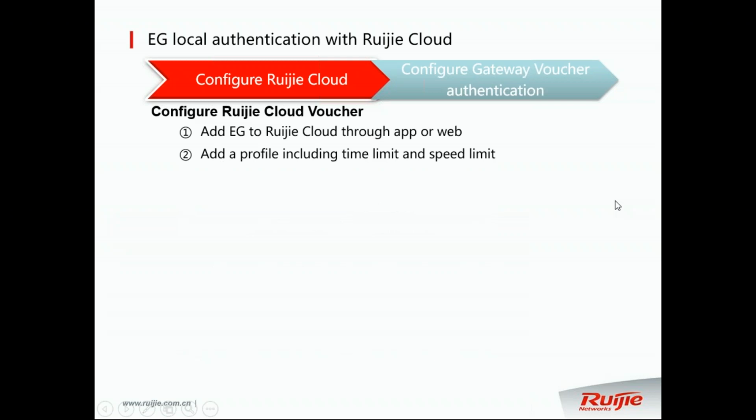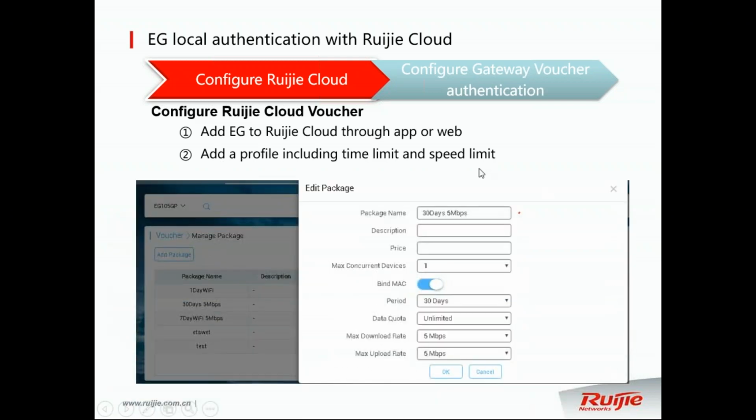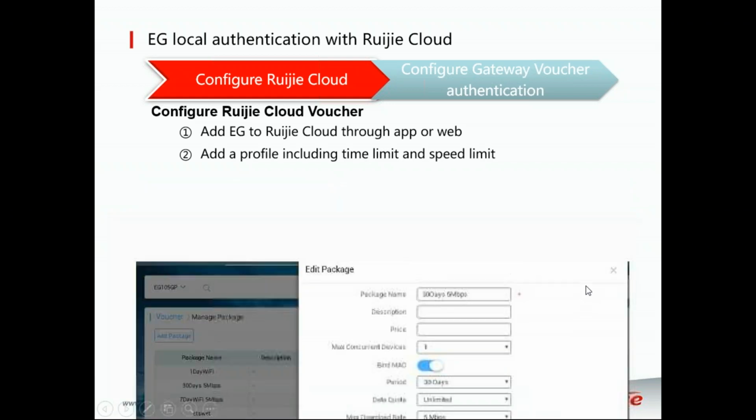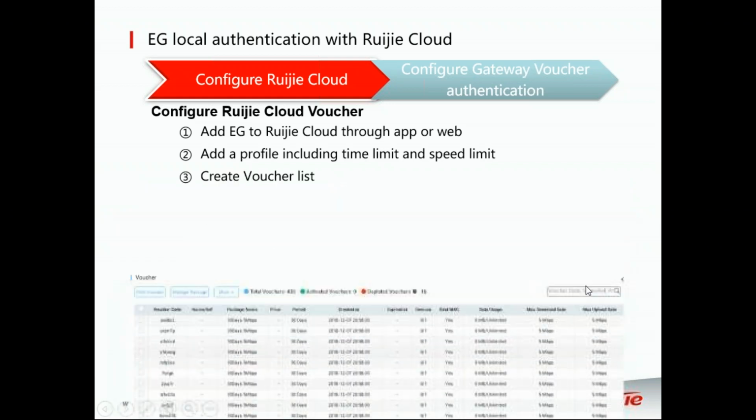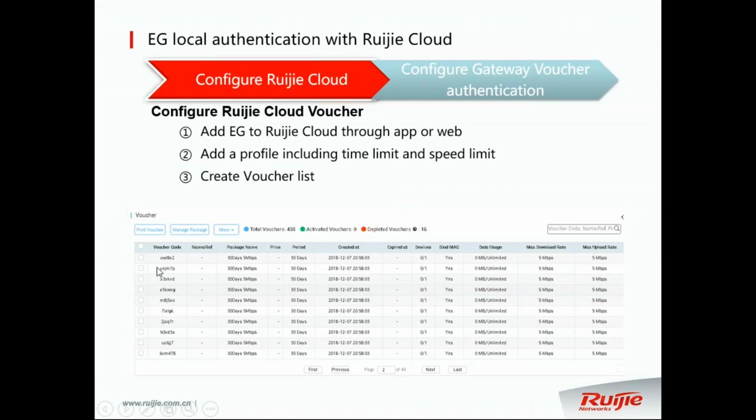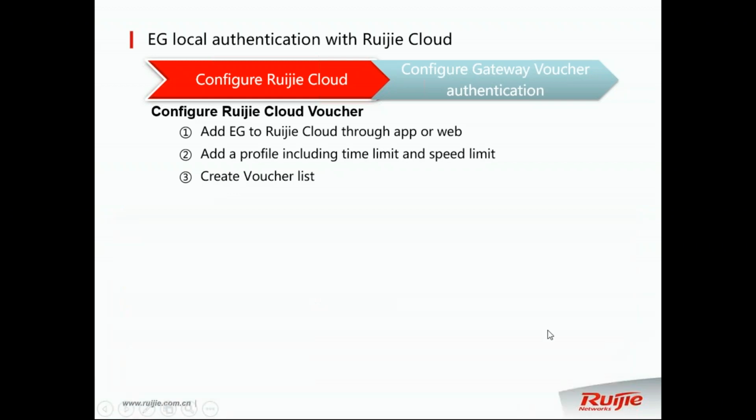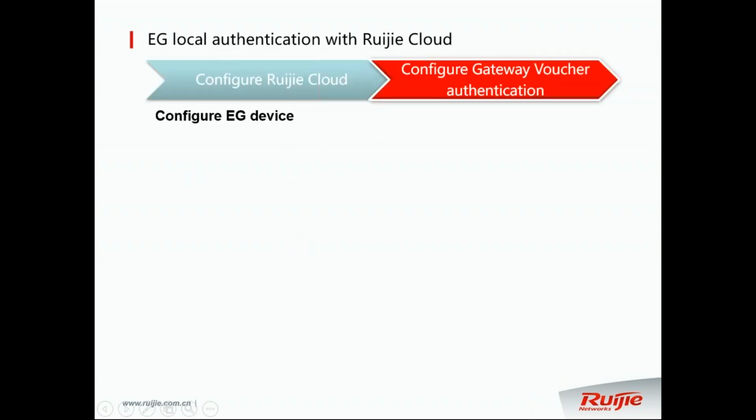Then second, add a profile including time limit and speed limit. This is about the voucher you configure on our cloud. You create the voucher, for example 3 days, 5 megabit, then bind the MAC address, something like that. This is how you create a profile. Then you create the voucher list. This is for the users, and they will have this code. Okay, now you finish this part, but it will not work yet because it will be downloaded to the EG device. Now we finish the cloud.